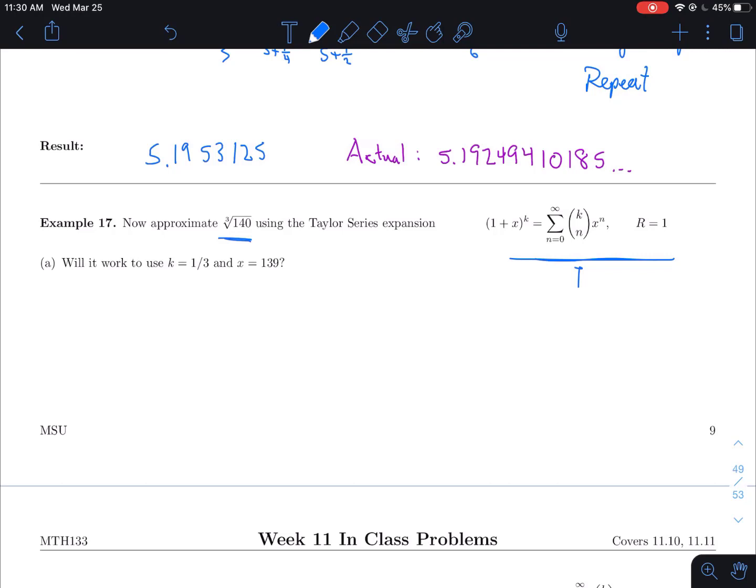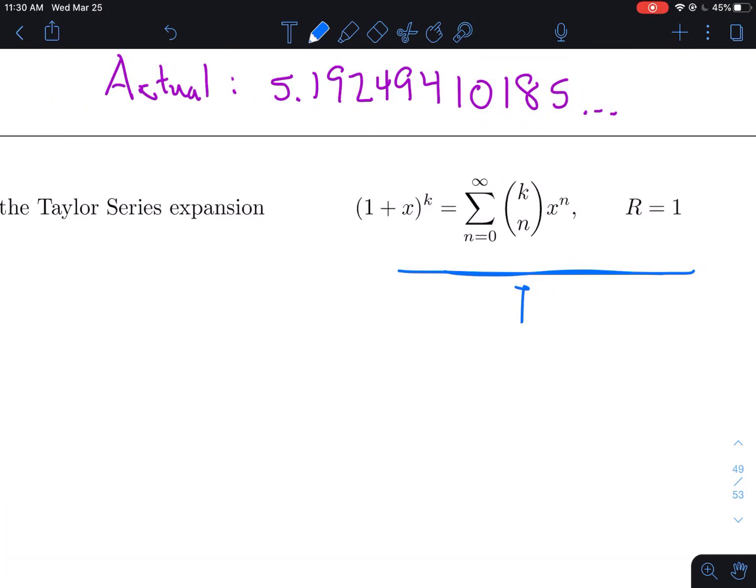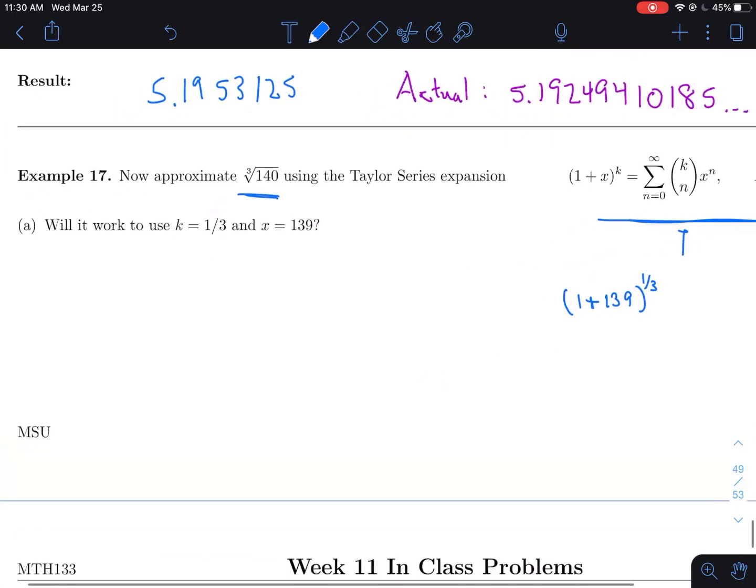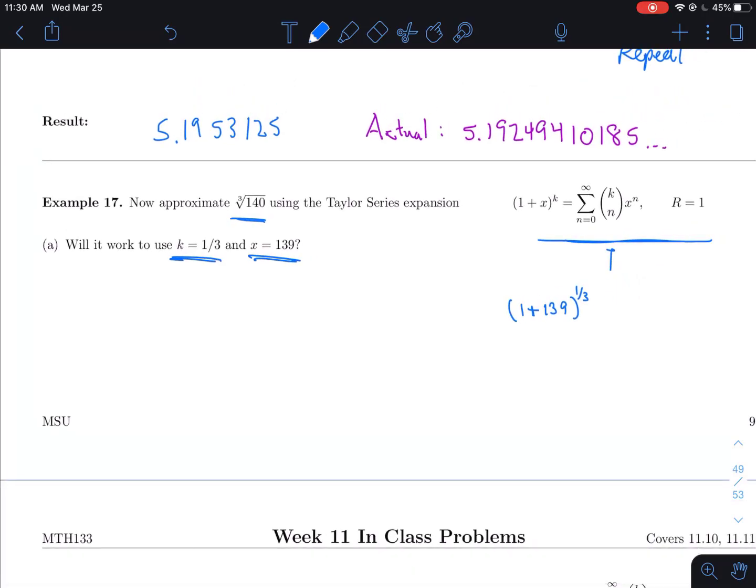Okay, so my first question related to this, right? If I want to calculate the cube root of 140, a very natural thing to do is say, well, okay, since we were trying to use this formula here, we could say it's going to be 1 plus 139. That would be 140 altogether. And if I want to do the cube root of it, that'd be the same thing as raising it to the 1/3 power. And so kind of our first guess may be, well, let's try something like this. So again, you notice that your k is 1/3 and your x is 139. And I asked a very simple but maybe pointed question, will this work?